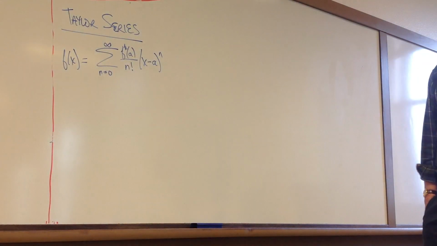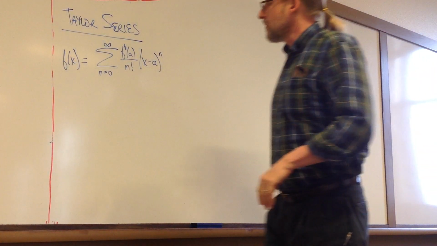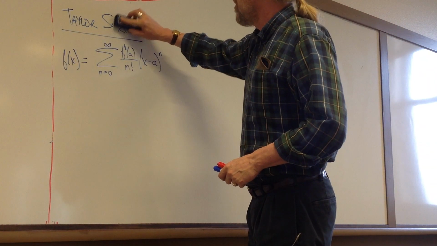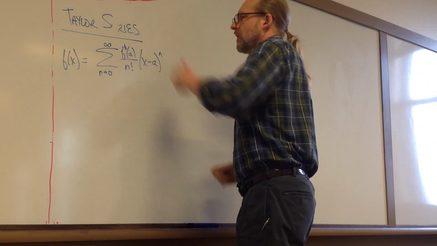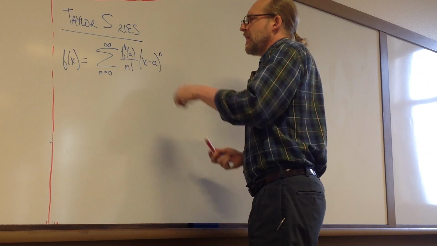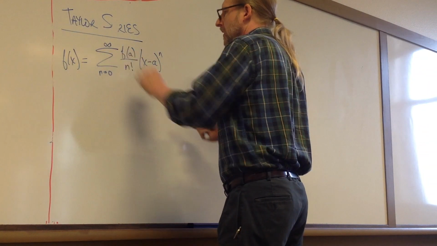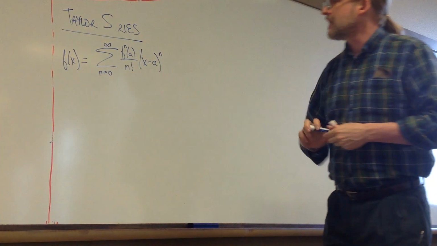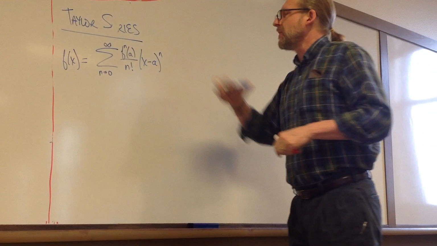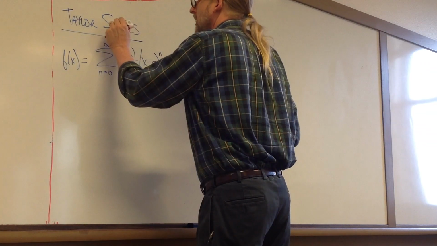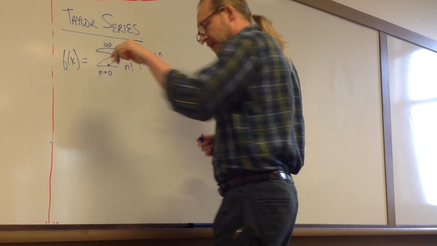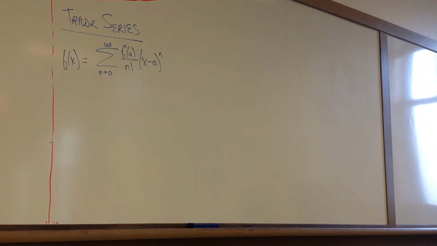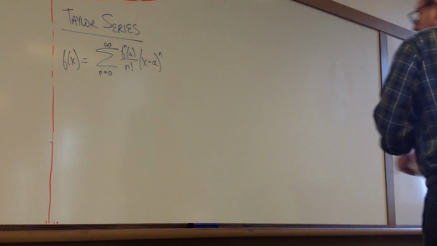So let's see here. So here's the formula for the Taylor series. We've got the sum as n runs from 0 to infinity, the nth derivative of f evaluated at a divided by n factorial times x minus a to the n power. And I used n in this case so that it would match what was on the handout. So let's take a look at problem 2 here.